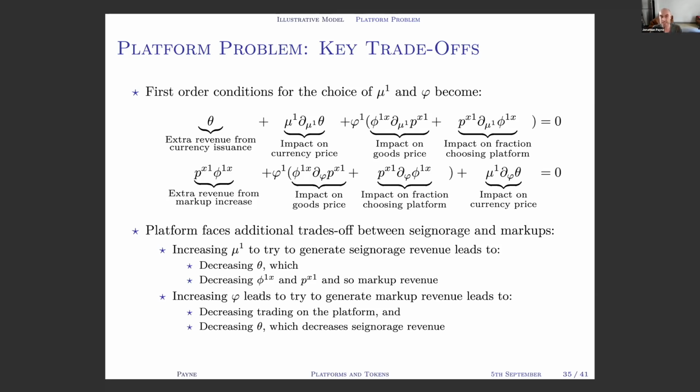And so in that case, what I would do is forget about trying to extract signage. I'd allow maximum trading on my platform, and then I would try to get a high markup. Alternatively, the firms could go to the strategy of saying, well, I'm not going to allow everybody on my platform, but I really want to get this signage revenue. So I'm going to make it hard to use other currencies on my platform to try to give my currency a lot of value, and then I get my signage revenue. So these are the two strategies you have as a firm.